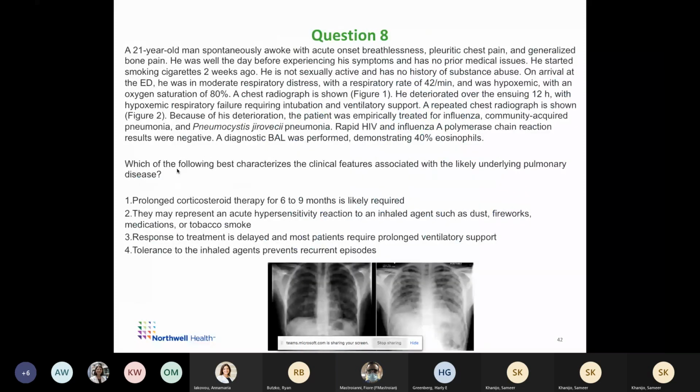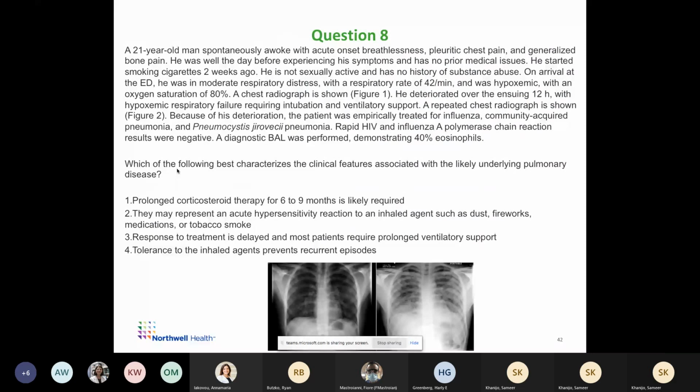The last question that we'll go over is a 21-year-old man who spontaneously awoke with acute onset breathlessness, pleuritic chest pain, and generalized bone pain. He was well the day before, experiencing some symptoms, and has no prior medical issues. He started smoking cigarettes 2 weeks ago. He is not sexually active and has no history of substance abuse.